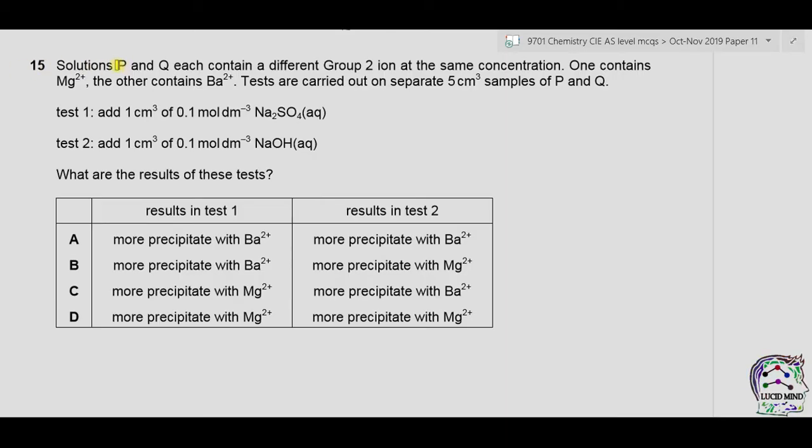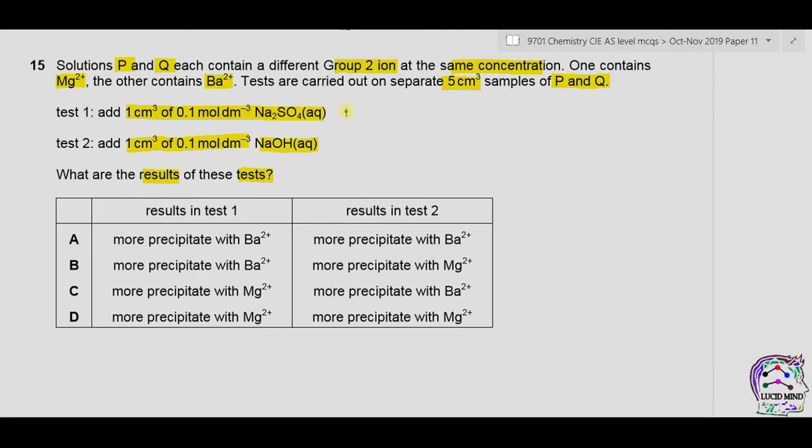Question 15. Solutions P and Q each contain a different group 2 ion at the same concentration. One contains magnesium plus 2 and the other contains barium plus 2. Tests are carried out on separate 5 cm³ samples of P and Q. In test 1, they have added 1 cm³ of 0.1 mole per decimeter³ sodium sulfate, while in test 2 they have added the same amount of sodium hydroxide. What are the results of these tests?